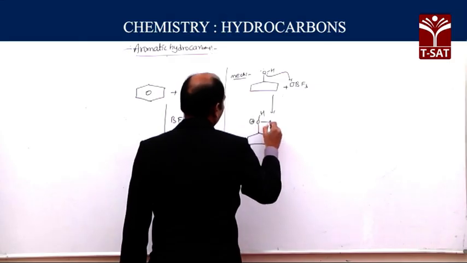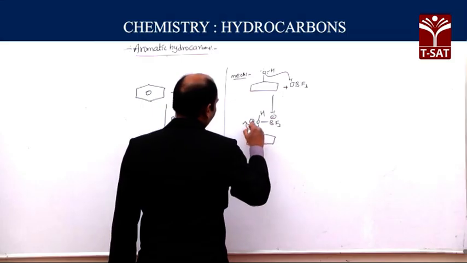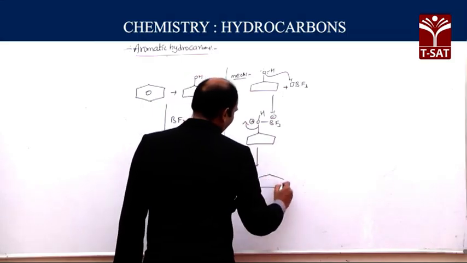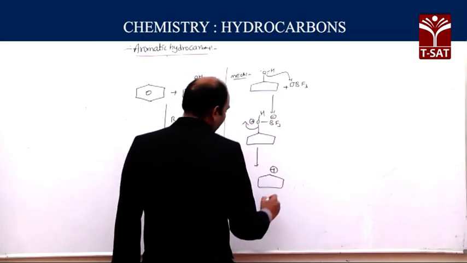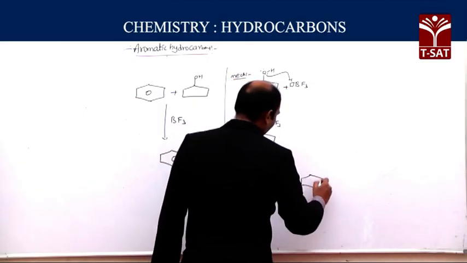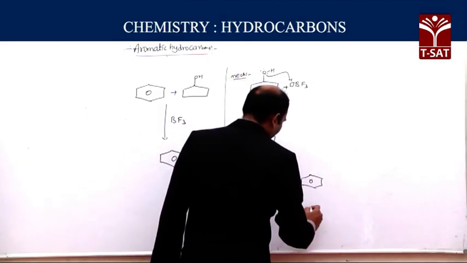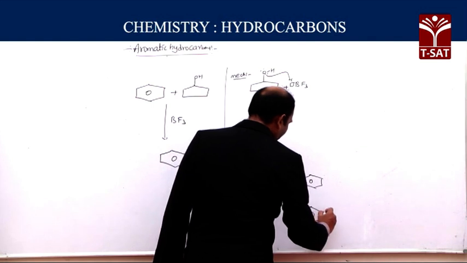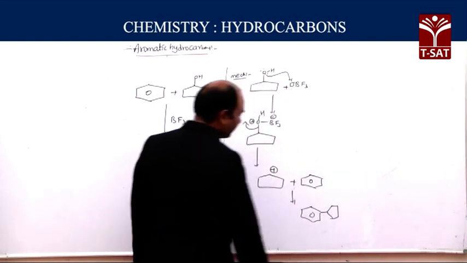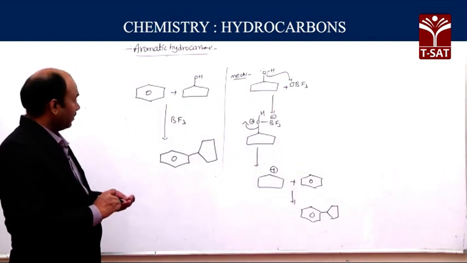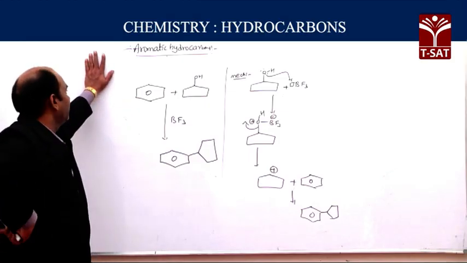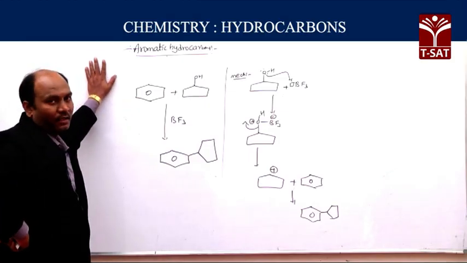Here it is plus, and this is BF3 minus. Then loss of this group. So we get a carbocation. This carbocation reacts with benzene. So again cyclopentyl benzene is formed. Here we can also use alcohols.